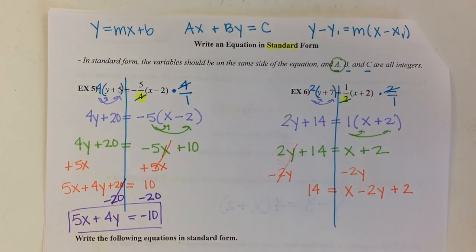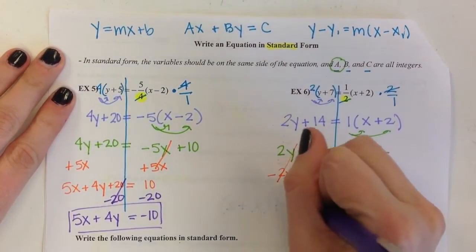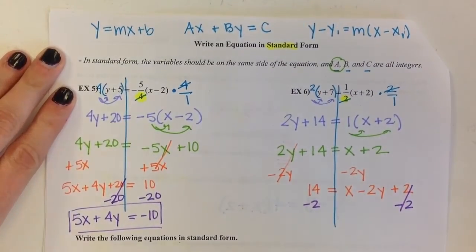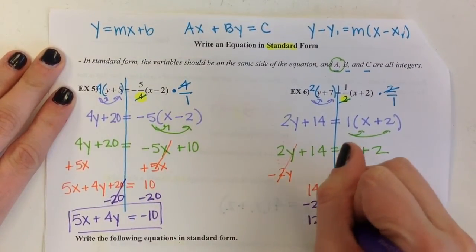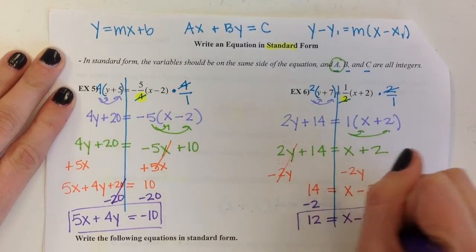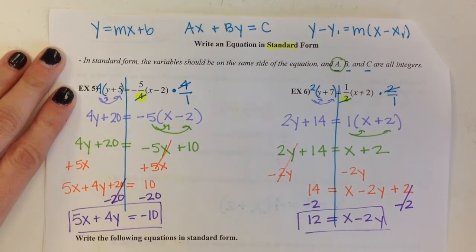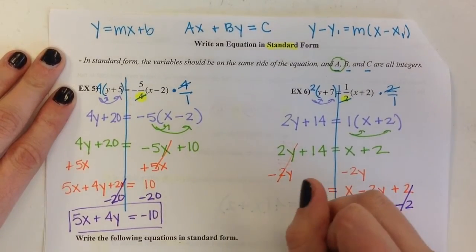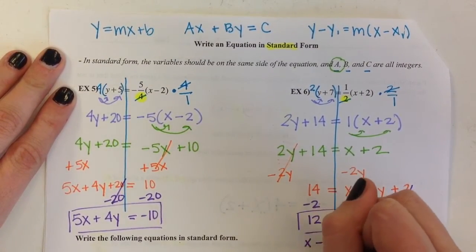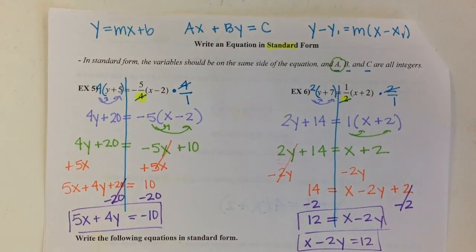And the last step, we need to move the constant to the opposite side, to the left side. So if I have plus 2, I'm going to subtract 2 from both sides. 14 minus 2 is 12, so I get 12 equals x minus 2y. If we check, they all have integers. The x is positive, x and y are together, constants on the other side. You can rewrite this. It's more proper to rewrite it as x minus 2y equals 12, but I really will accept either one.